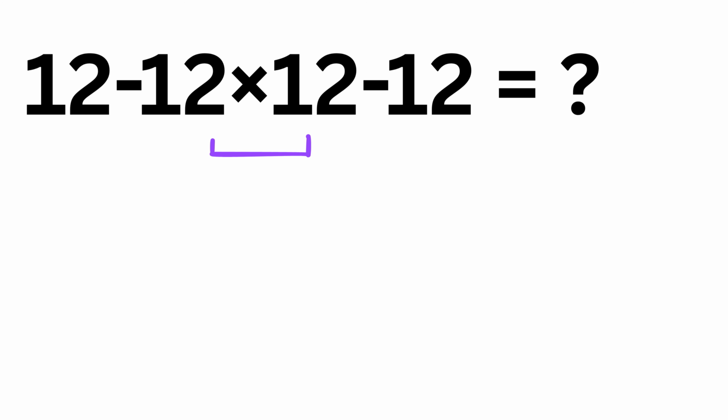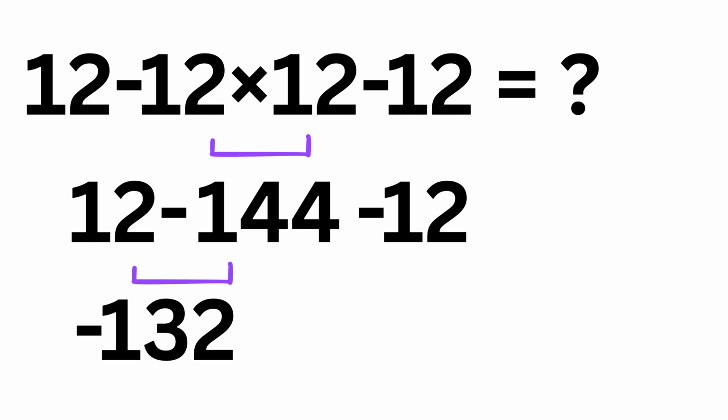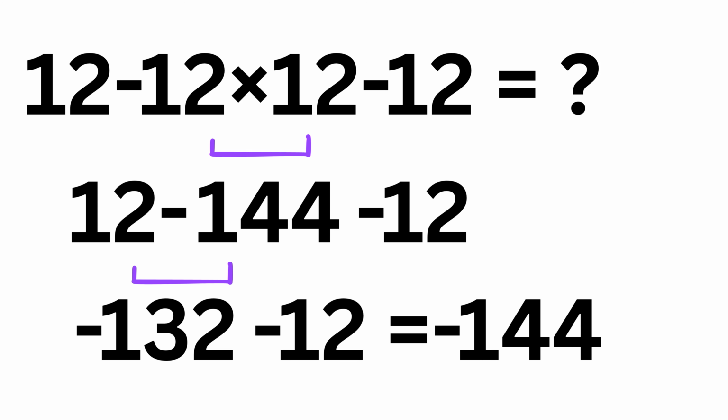12 times 12 gives us 144. So we have 12 minus 144 minus 12. 12 minus 144 gives us minus 132, and minus 132 minus 12 gives us minus 144. And this is our final answer to this problem.